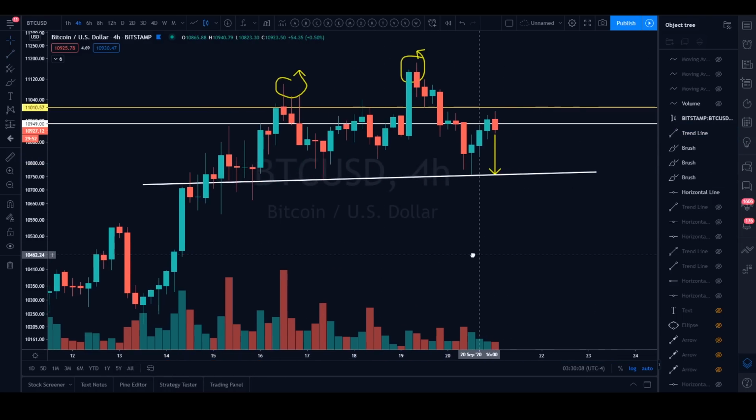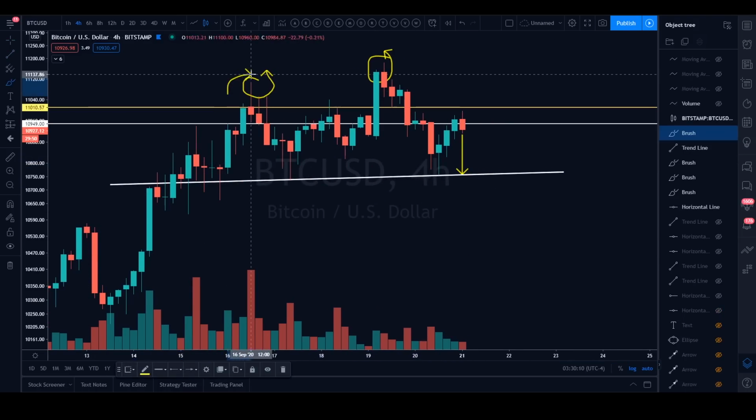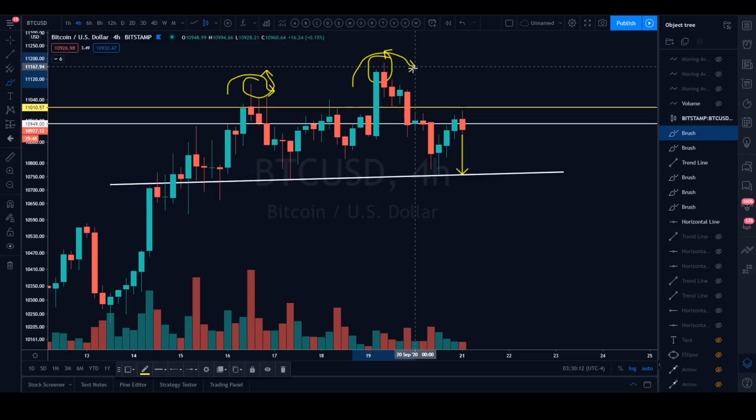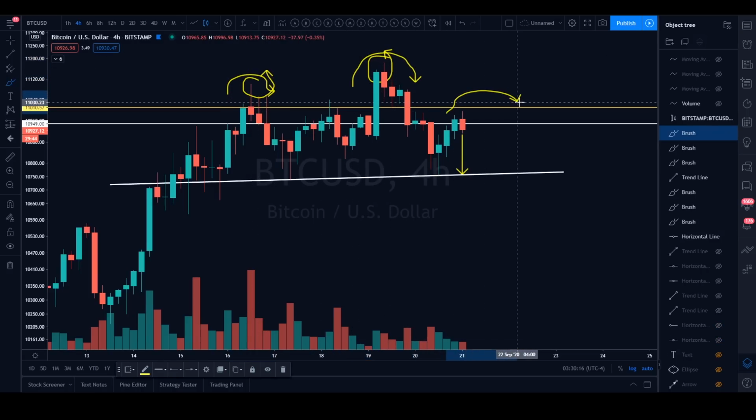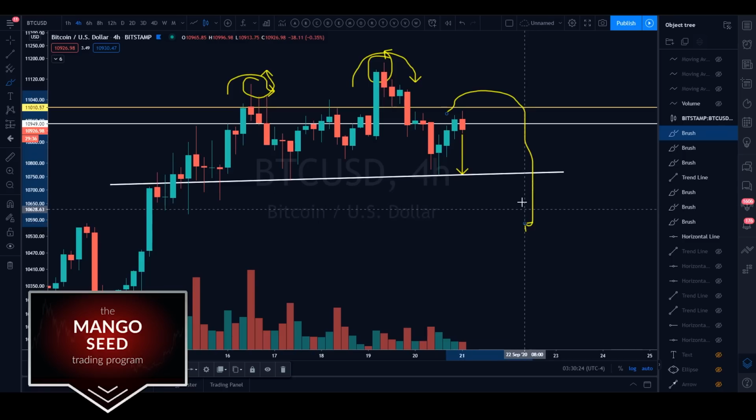Boom. Okay, so now this here marks the left-hand side shoulder, this marks the head, and we could maybe potentially be putting in a right shoulder. However, this head and shoulders only comes to play once we break. We need to break. Okay, so please watch out for it.